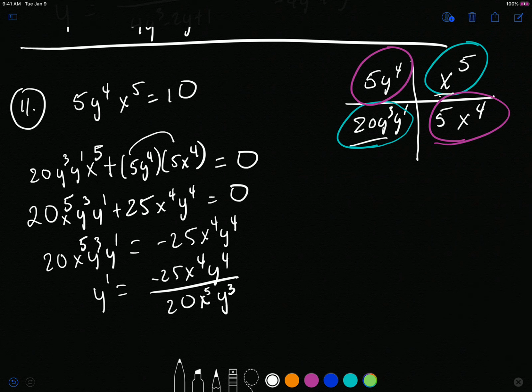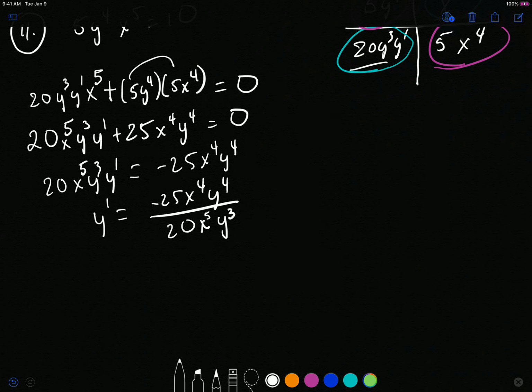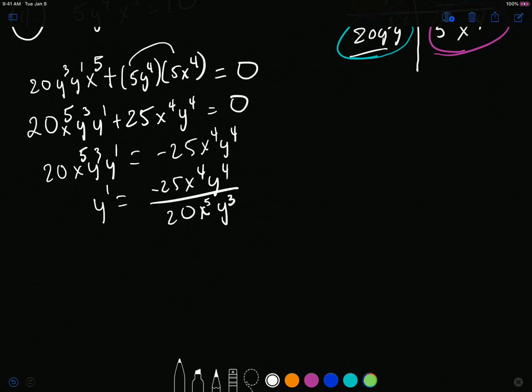Now with these problems right here, what you'll always see happening is that they cancel out, and so y prime divided by 5, so that's negative 5 over 4. The x's cancel, and then the y's cancel, leaving us with a y in the numerator.